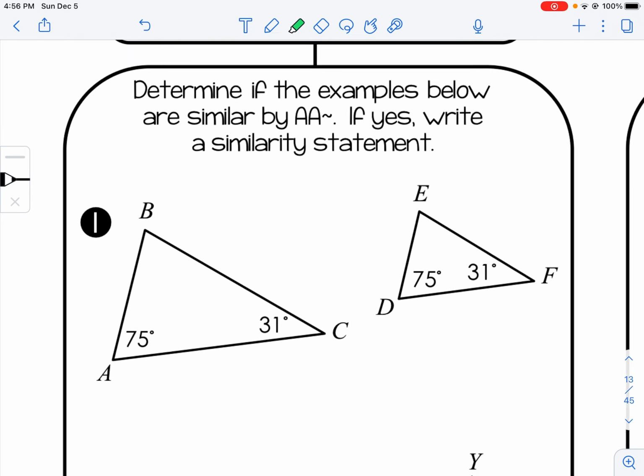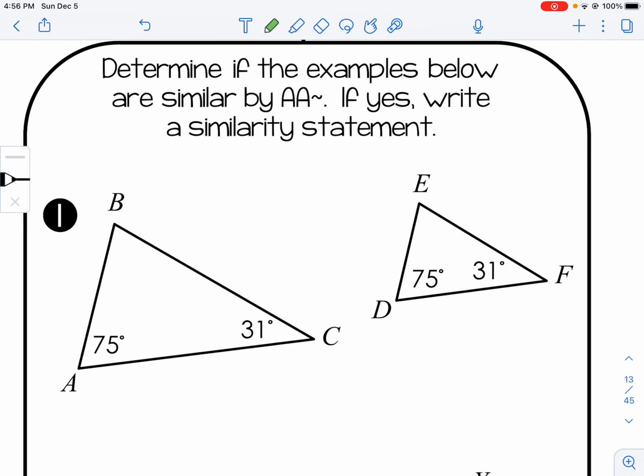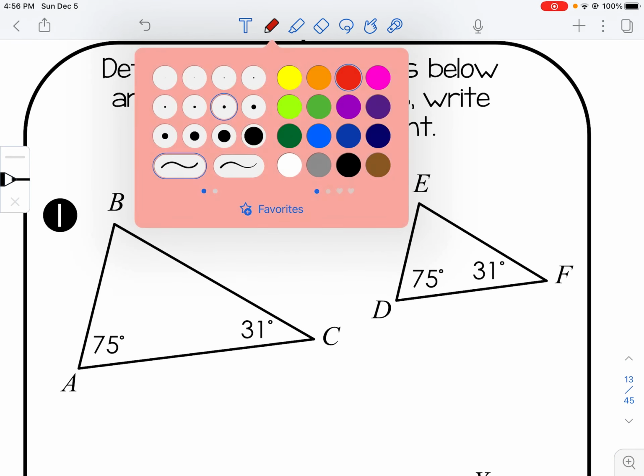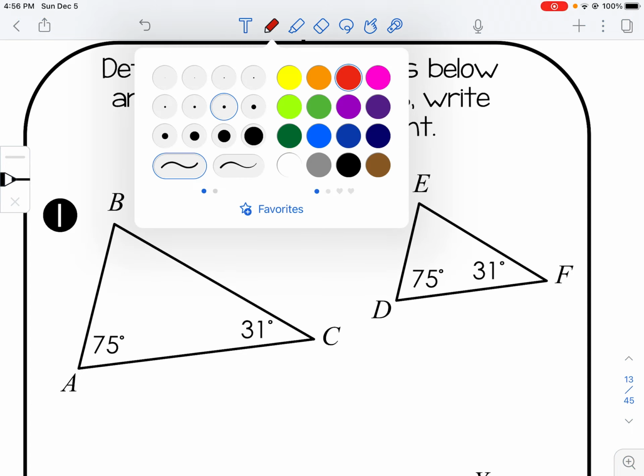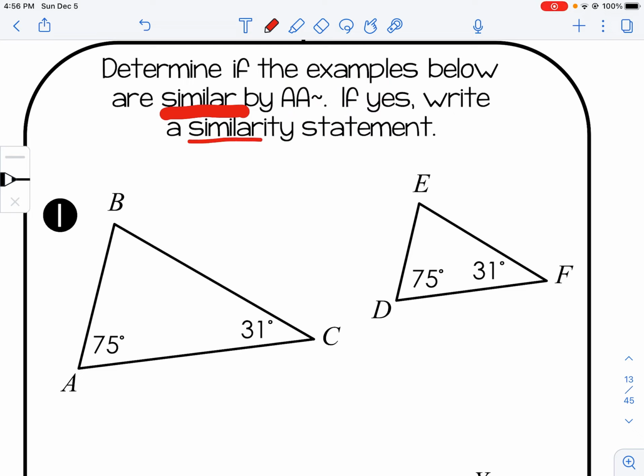Let me show you what I mean by that. So the directions say determine if the triangles below are similar by AA. If yes, write a similarity statement. We know a similarity statement is when we say one triangle, and we list all three angles out, is similar to the matching three angles of the other. So let me show you what I mean.